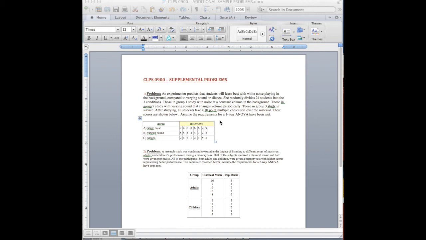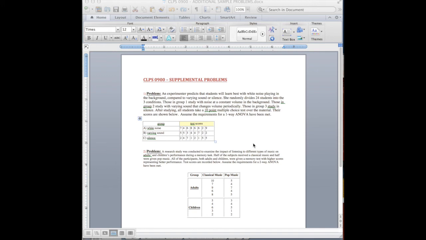So in problem 1, it says that an experimenter predicts that students will learn best with white noise playing in the background compared to varying sound or silence. She randomly divides 24 students into the 3 conditions. Those in group 1 study with noise at a constant volume in the background. Those in group 2 study with varying sound that changes volume periodically. And those in group 3 study in silence. After studying, all students take a 10-point multiple choice test over the material. Their scores are shown below and assume that the requirements for a one-way ANOVA have been met.